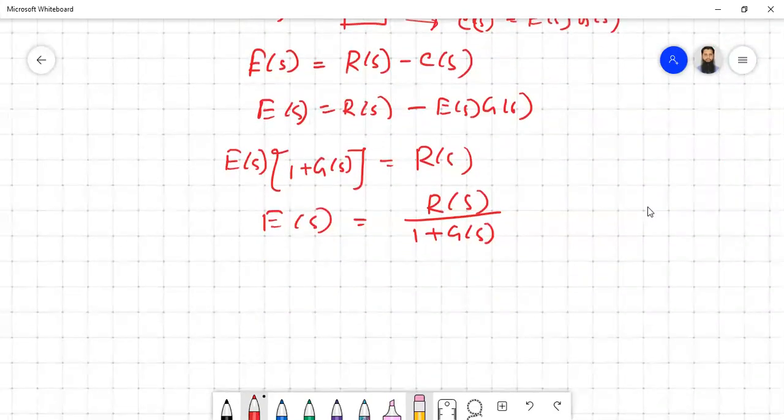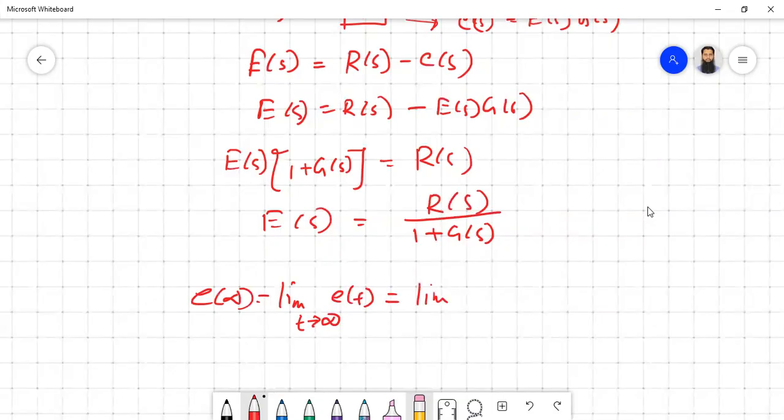So the final value theorem will give us E infinity equal to the limit as t tends to infinity of e(t), or in the Laplace domain or frequency domain, the limit as s tends to 0 of s. Again, I forgot that, so you also try to recall this.